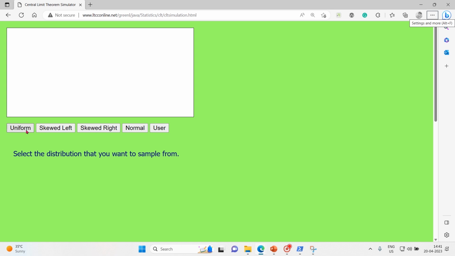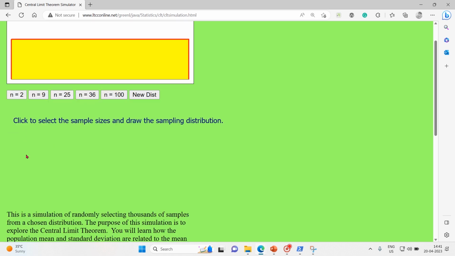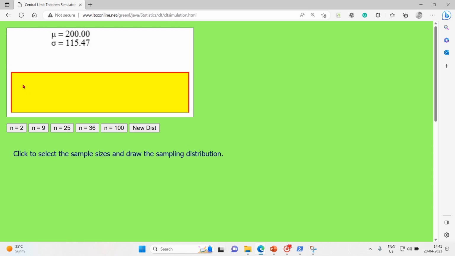Here they have mentioned uniform, skewed left, skewed right, normal. These are all different distributions that are available. Now I will begin with the uniform distribution. So this is our uniform distribution. Now you can click on the sample size and draw the sampling distribution. Based on that sample size, it will create a sampling distribution. Let me click on n equals 2, and you can clearly see the uniform distribution.